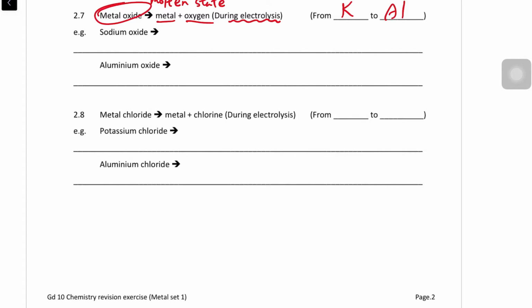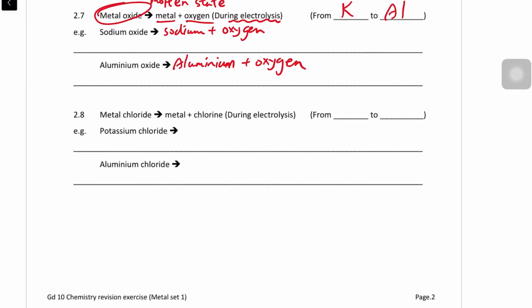Okay, so for sodium, well, easy, it will become sodium and oxygen. Both of them are elements, right? And aluminium oxide will form aluminium and oxygen. Well, the equation is easy, but how about the chemical equation?